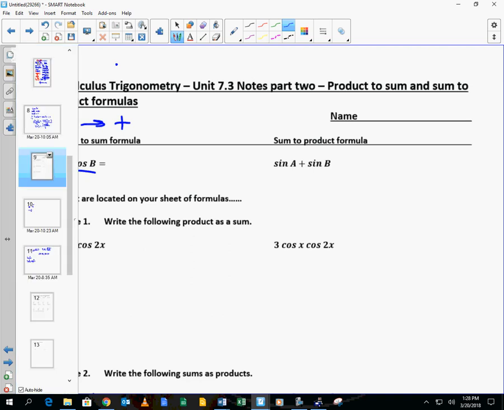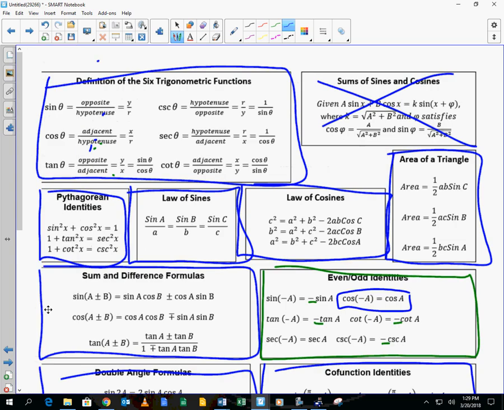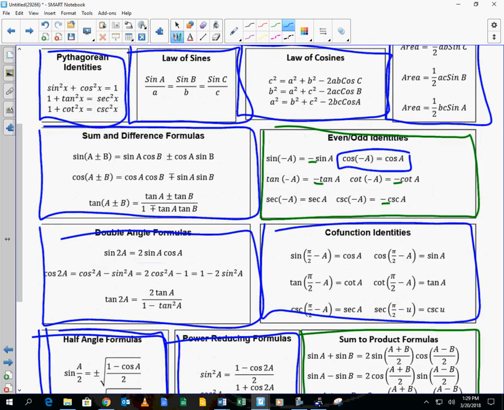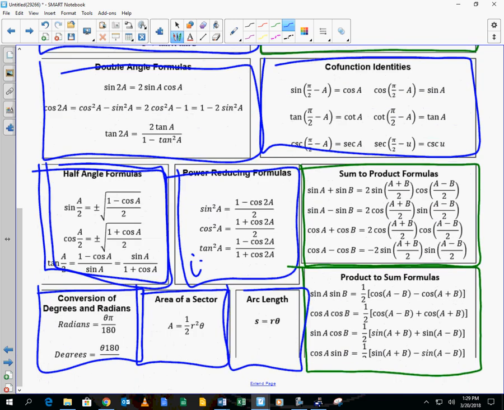We're not going to write down all these formulas because they get redundant and they're sitting right there in your formula sheet. What's really cool is we've learned these formulas. These ones we chose to skip. This was last unit. Sum and difference, 7.2. Even odd identities, we did at the beginning of 7.1. Cofunction, we proved those in 7.2. Double angle, we did those yesterday. Half angle, did those yesterday. Power reducing, that was today. This is old stuff right here. And right now we end with sum to product and product to sum. So there's your entire formula sheet laid out for you. You can see that you've covered everything now. So let's look at our sum to product, product to sum.